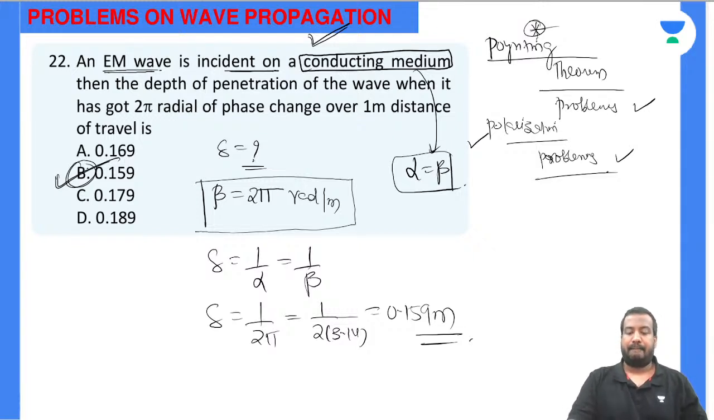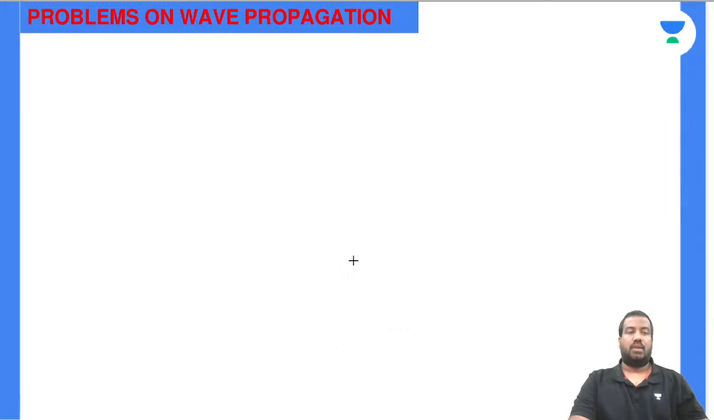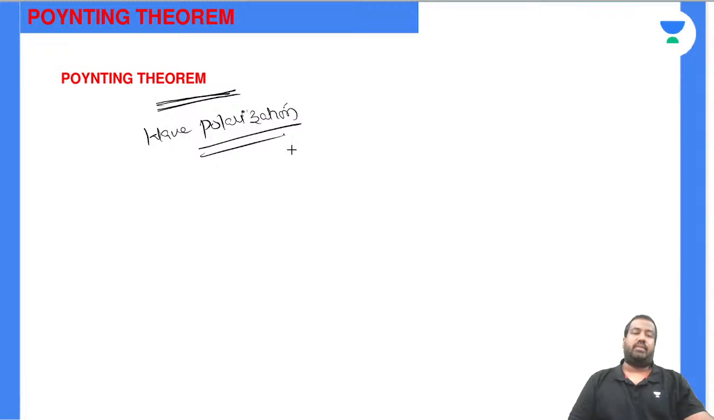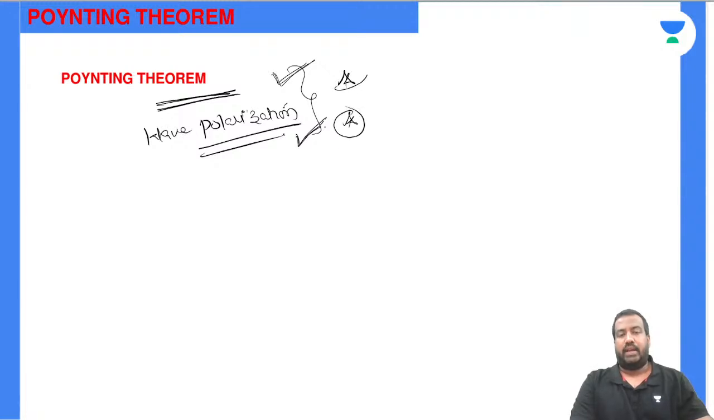Is it clear? So Poynting theorem will start in the next class, okay? It's Poynting theorem and also wave polarization. Both are very, very important concepts. Some beautiful problems are in these topics also. Good theory concept plus good amount of good logical questions will be there in Poynting theorem and wave polarization. Both are equally important for examination. We'll deal with them in the next class.